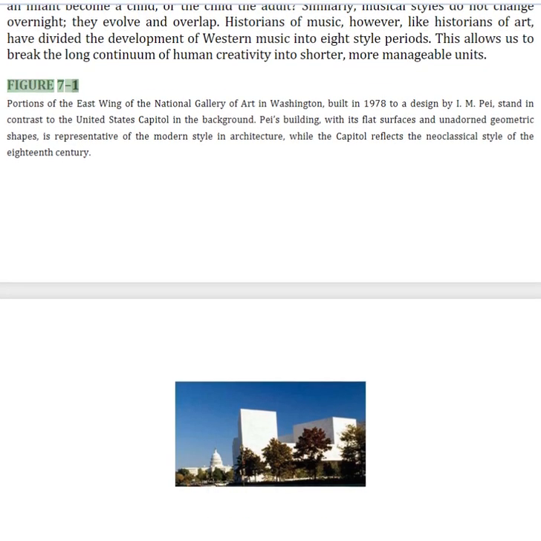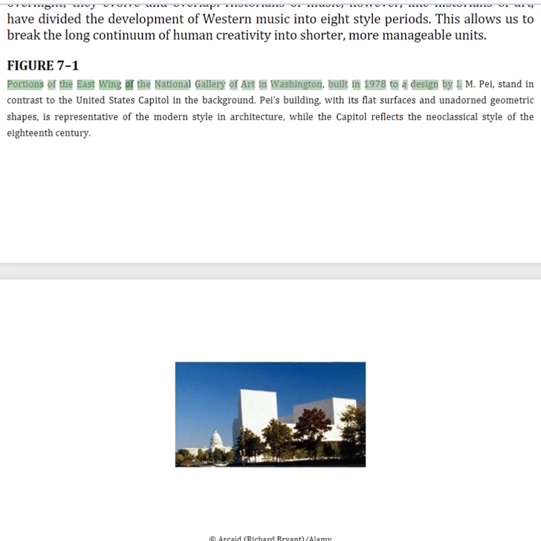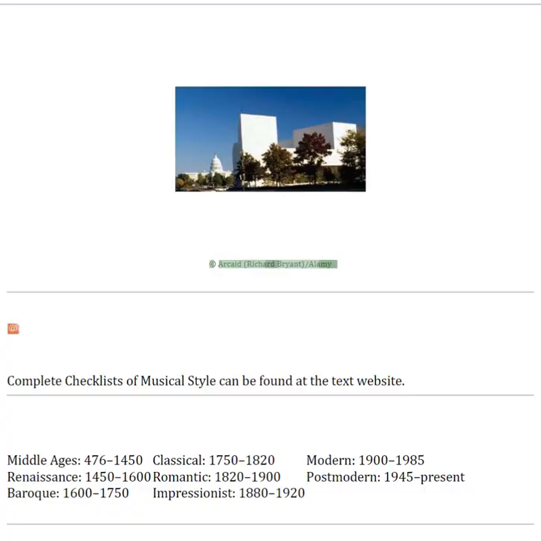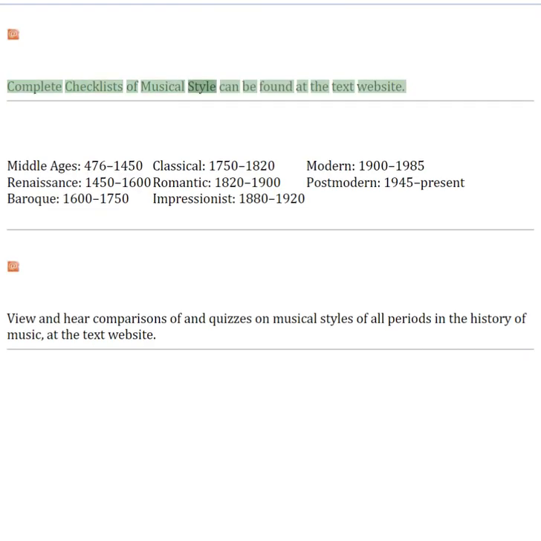Figure 7.1. Portions of the East Wing of the National Gallery of Art in Washington, built in 1978 to a design by I. M. Pei, stand in contrast to the United States Capitol in the background. Pei's building, with its flat surfaces and unadorned geometric shapes, is representative of the modern style in architecture, while the Capitol reflects the neoclassical style of the 18th century. Complete checklists of musical style can be found at the text website.